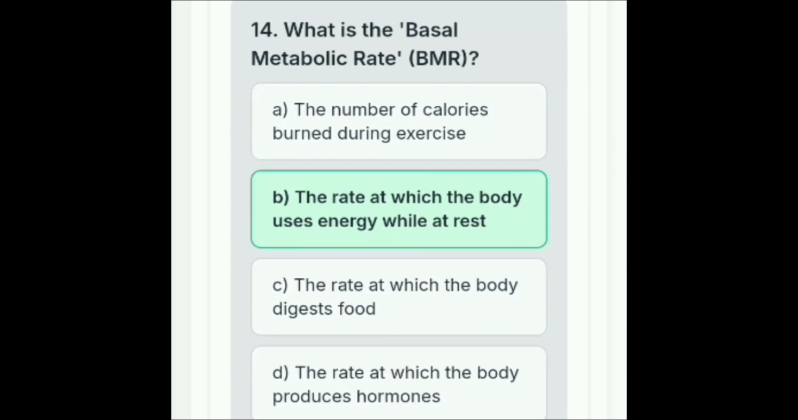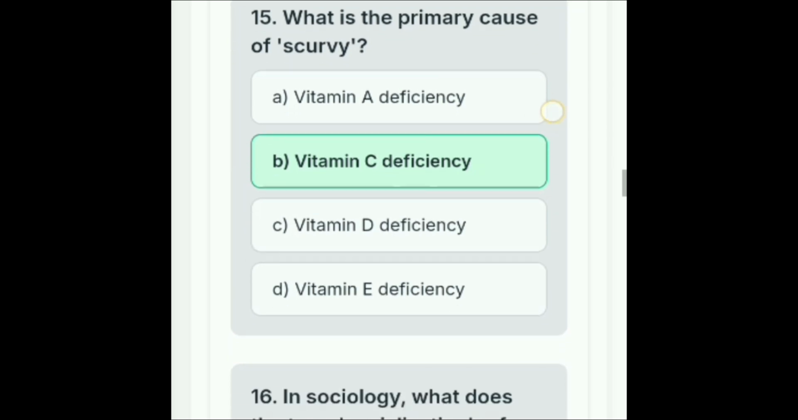What is the basal metabolic rate, BMR? Option A, the number of calories burned during exercise. Option B, the rate at which the body uses energy while at rest. Option C, the rate at which the body digests food. Option D, the rate at which the body produces hormones. So B is correct.